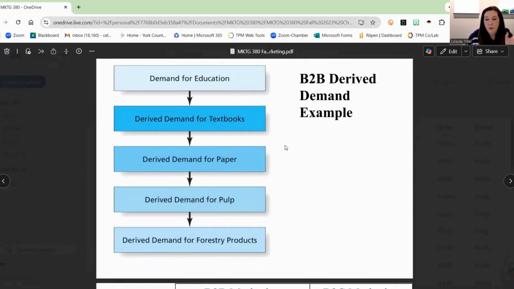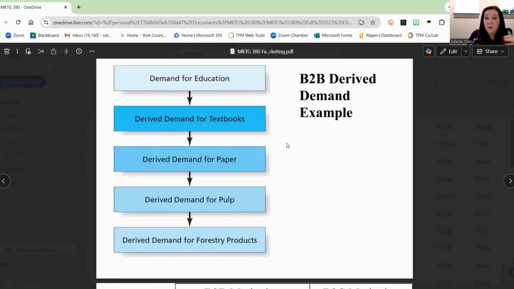This is a simple one from the textbook. The demand for education is what derives the demand for textbooks. So if we're not going to school or if we're not learning a particular subject, then those textbooks aren't needed. Also, that increases the demand for paper if we are printing an actual textbook. Okay, whatever that paper source looks like, right?